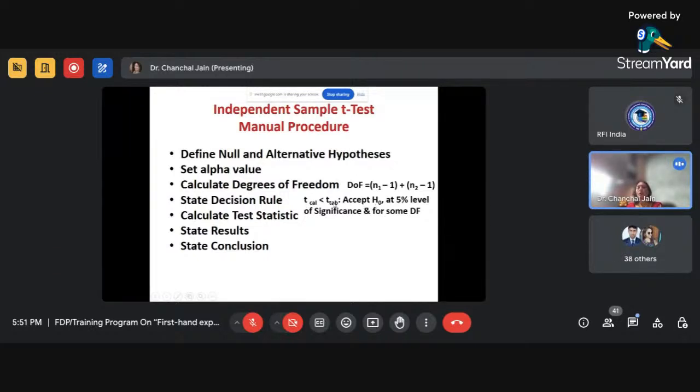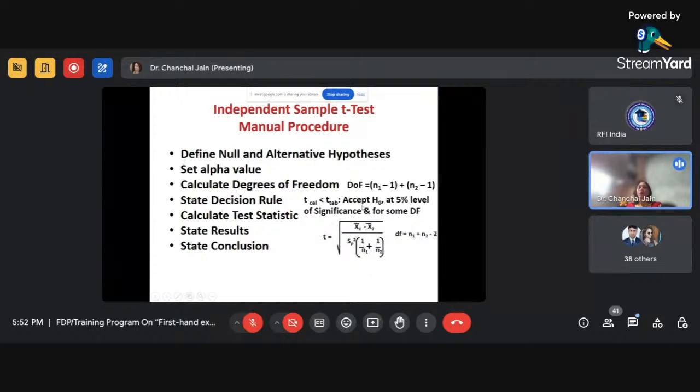And vice versa. So this rule is according to the manual calculation. But the other way around, for the p-value rule that I have already told you, if your p-value is less than your level of significance, you are going to reject the null hypothesis, right? So that way you need to see whether you are performing manually or using any software. So this is a case of manual calculation, right?